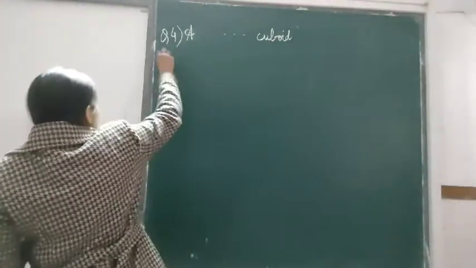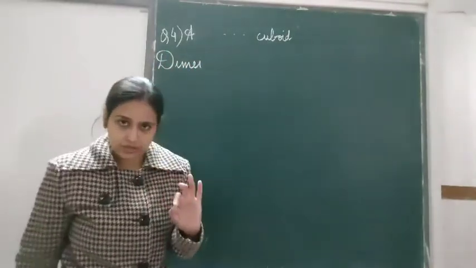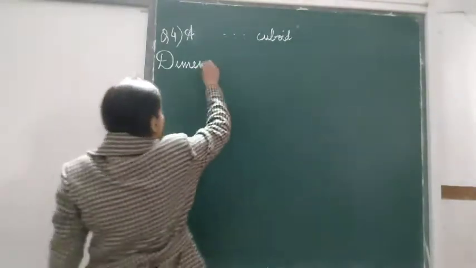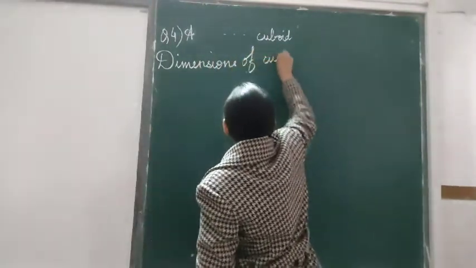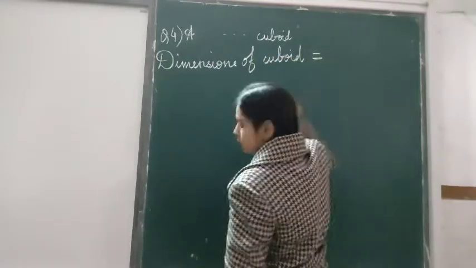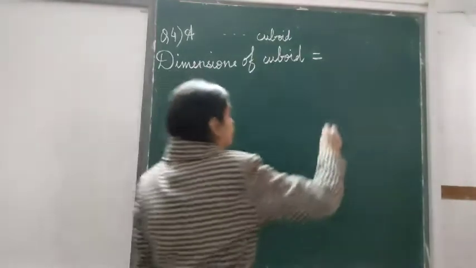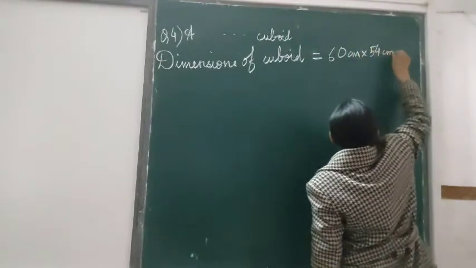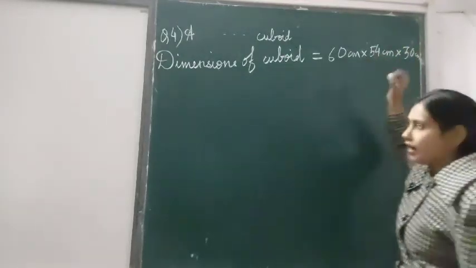So, dimensions, children, either we can write all the dimensions together, or we can write the length of the cuboid, breadth of the cuboid, height of the cuboid. Depends. You are free to write how you want to write dimensions of cuboid. What all is there? 60, 54, 30. The length, breadth and the height.